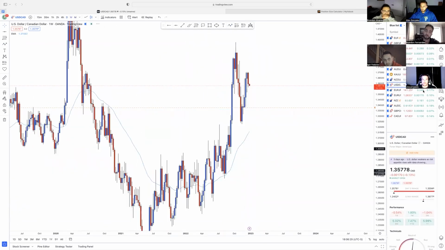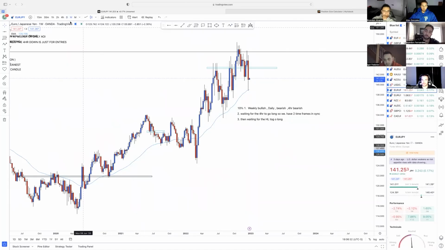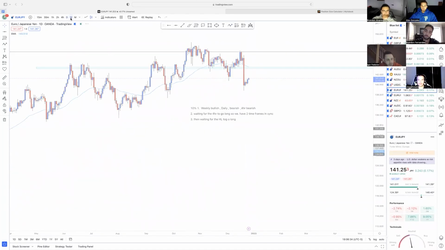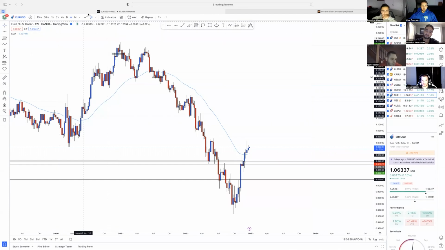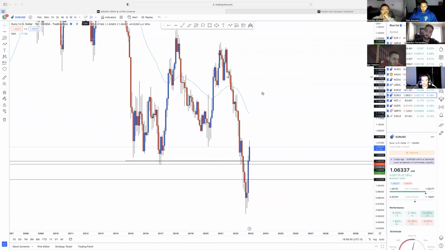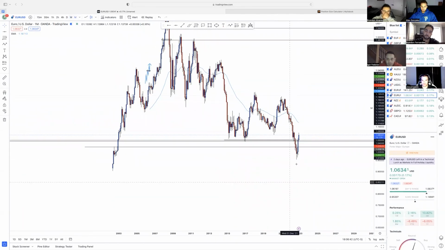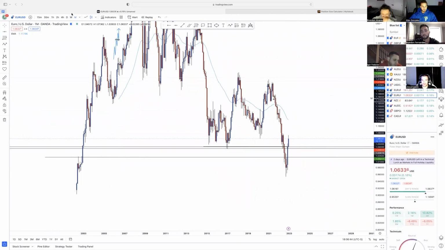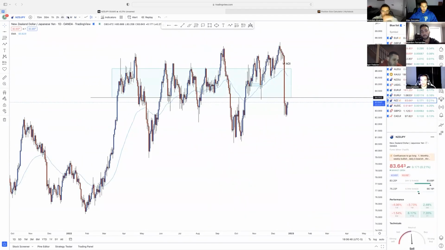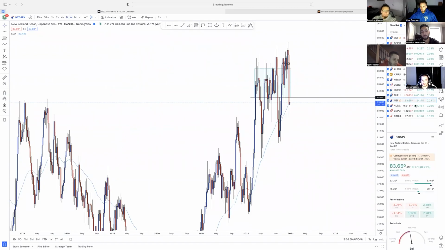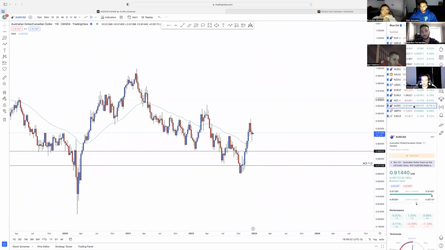USD CAD, I didn't like it. Euro JPY, all these JPYs look the same, so I'm just going to stick with the one that makes the most sense. This is coming from the trenches. It's finally coming to the upside. I'm good. NZD JPY, I'm good as well.